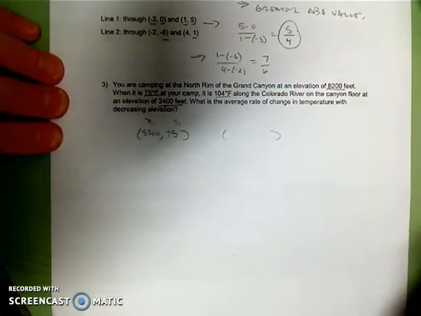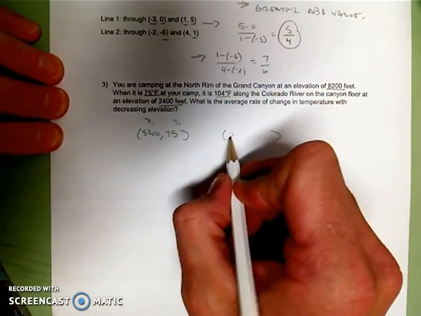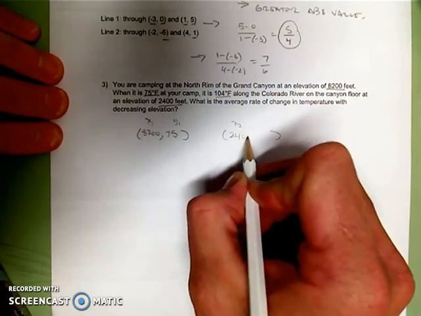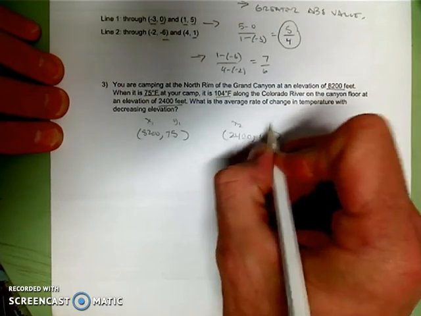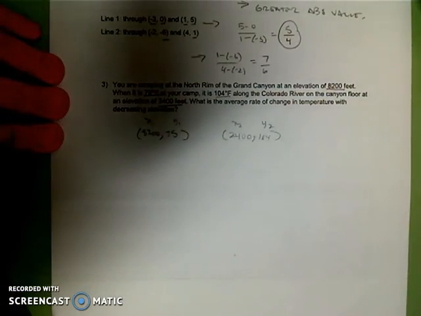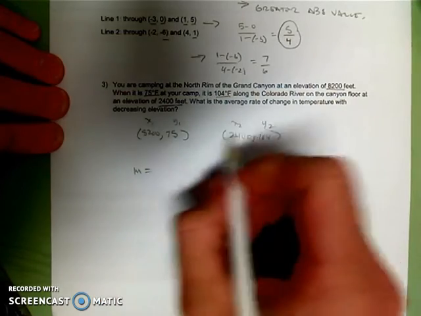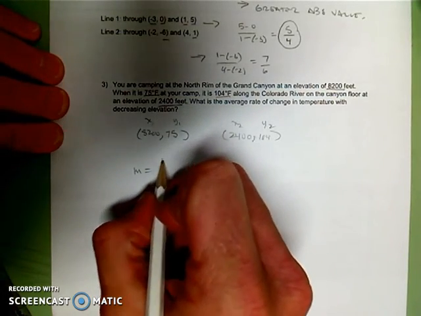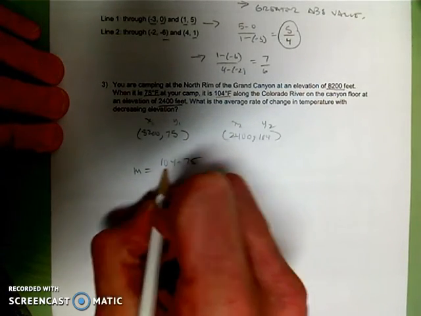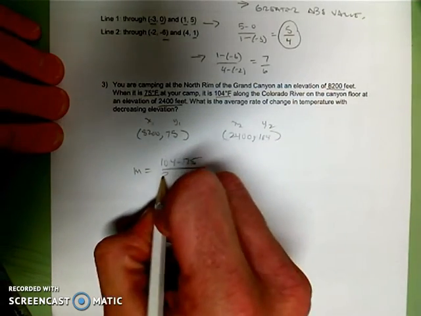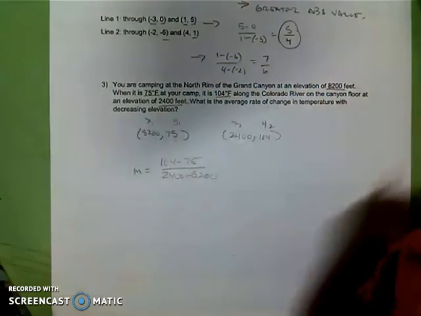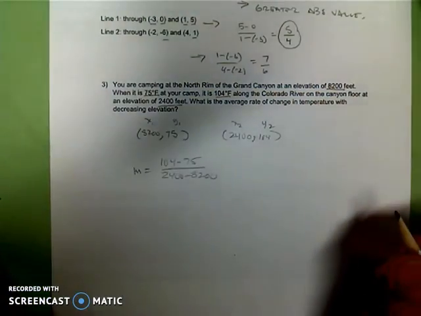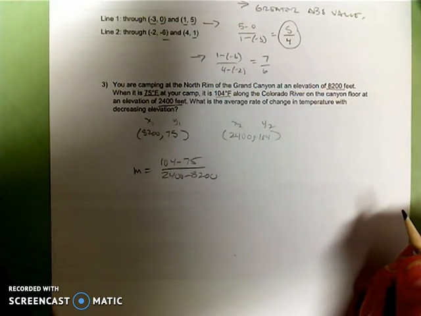x1, y1. Our second elevation, x2, 2,400 feet. And temperature 104 degrees. x2, y2. So let's go ahead and set up a slope formula. y2 minus y1, 104 minus 75, over x2 minus x1, 2,400 minus 8,200.